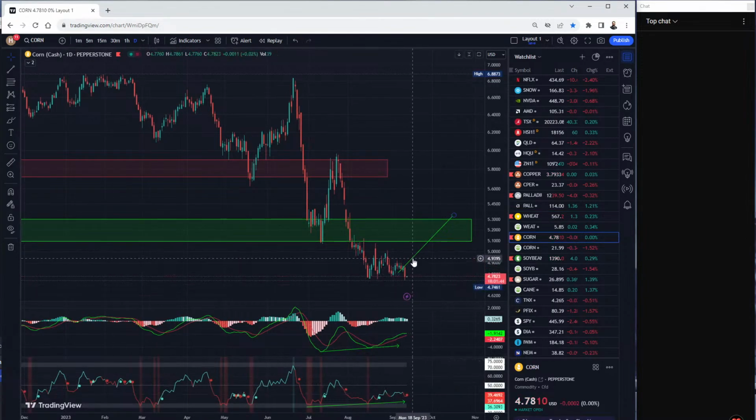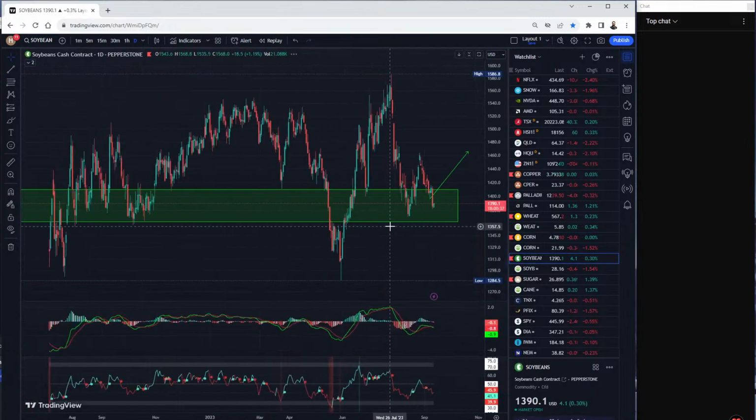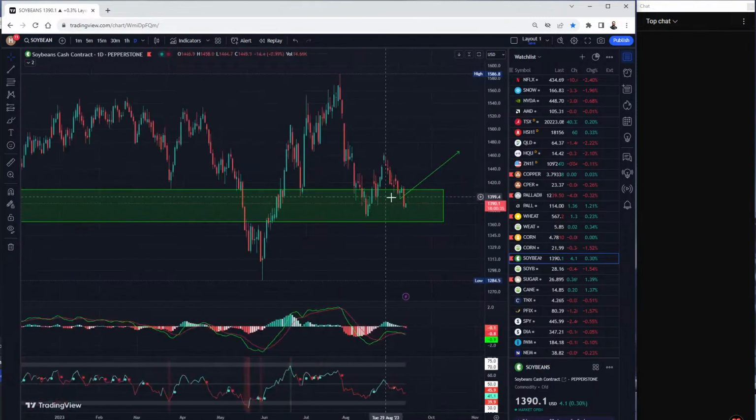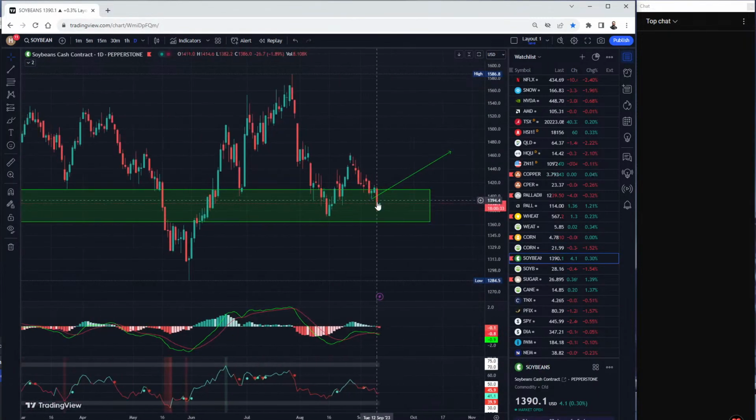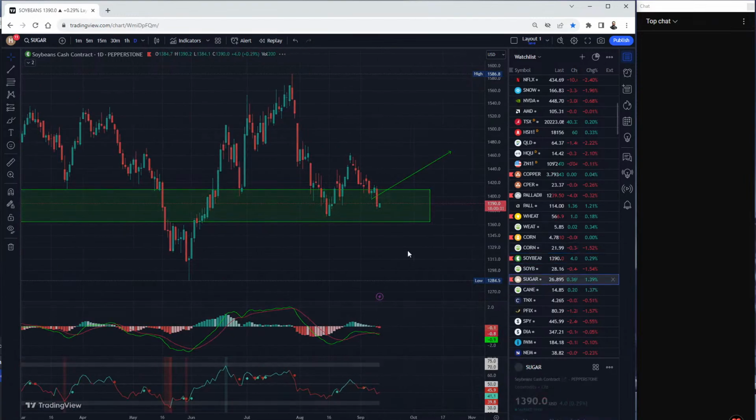So let's see, waiting for a breakout. Major resistance is around 5.28. Soybeans also near the buy zone. This is the zone you want to buy. Massive, looks like a big candle, but this is the area you want to buy.